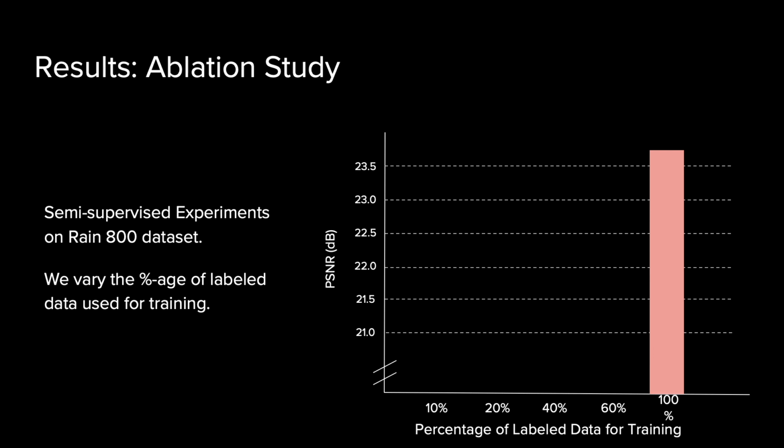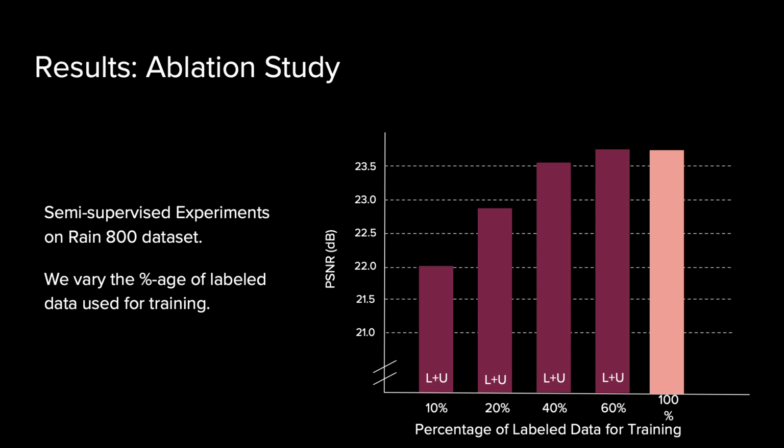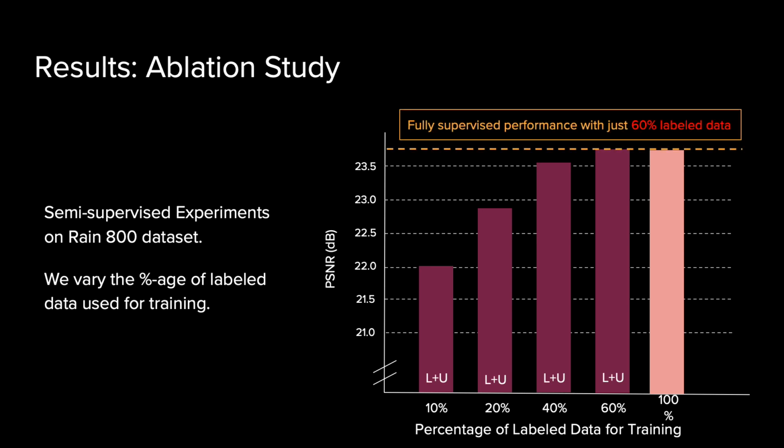In addition, we conducted semi-supervised learning experiments on the Rain100 dataset to demonstrate the effectiveness of the proposed approach. Specifically, we vary the percentage of labeled data used for training from 10% to 100%. With 100% of the data used for training, the network achieves 23.7 dB. With our approach, we are able to achieve comparable performance with limited labeled data. Further, the proposed method is able to achieve the fully supervised performance with just 60% labeled data.